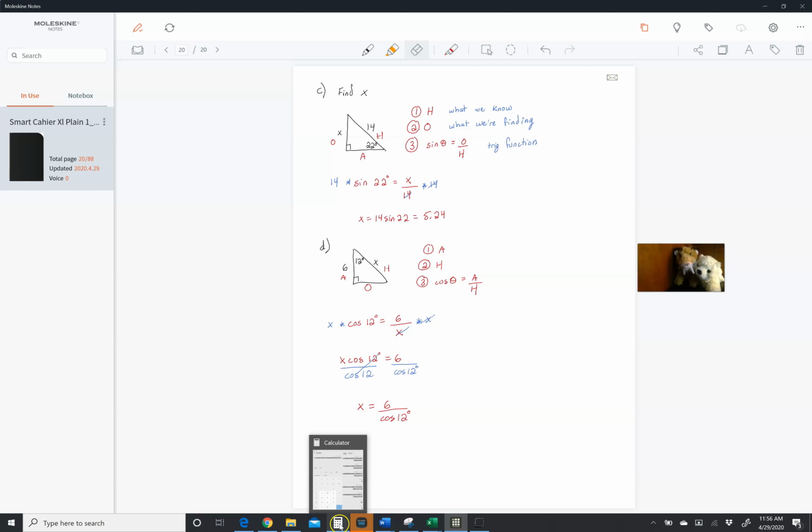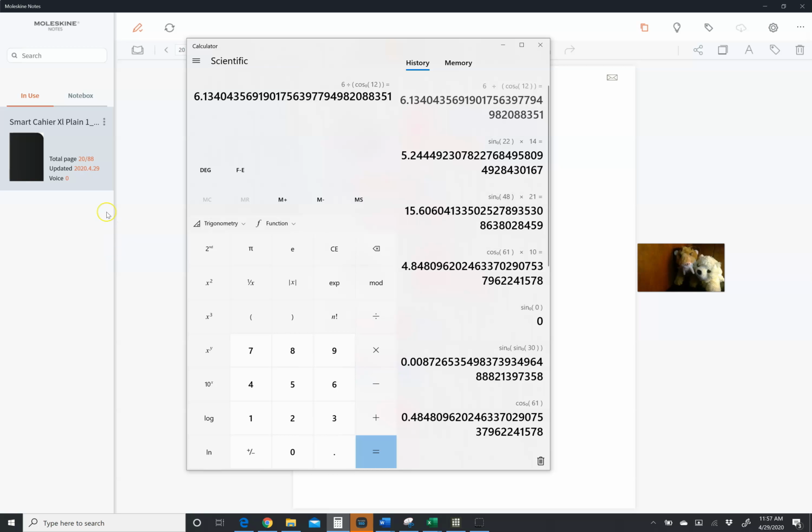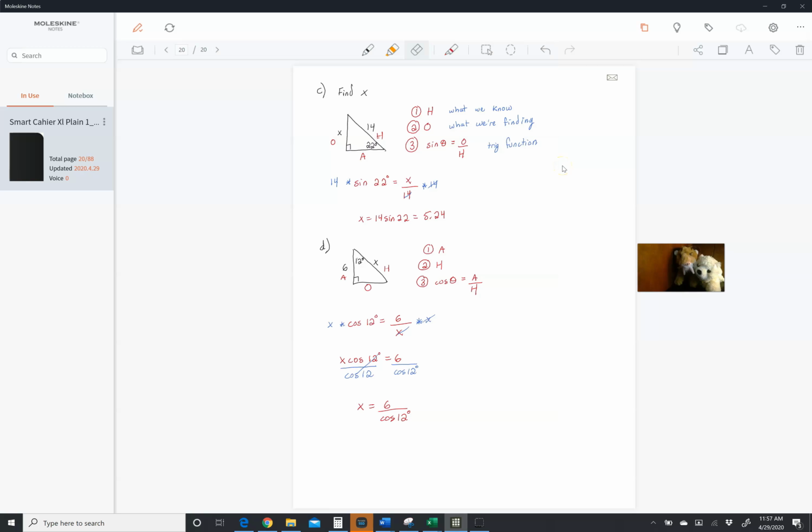How do we plug this into our calculator? You have a few options. My suggestion would be that you do 6 divided by, and then in parentheses, this was cosine of 12. So then you would type in 12, cosine, close your parentheses, and then you get 6.13. This is a 4, so you keep it as a 3. You don't up it.